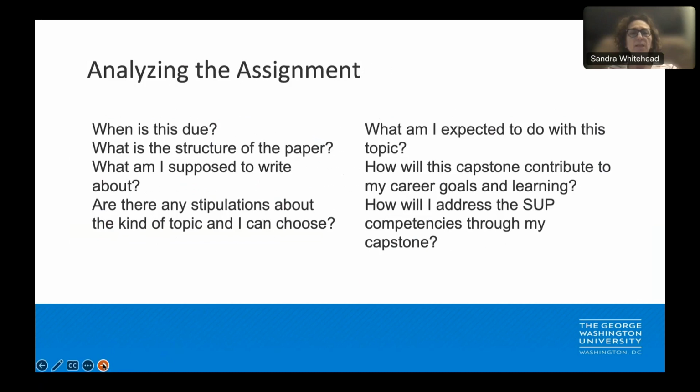The first thing to do is to analyze the assignment. Think about, when are you going to write your capstone? When is that due? If this is the semester you're writing your capstone, think about the structure of the paper. Think about what has to get done and work backwards from your deadlines. How are you going to deal with your topic? How will this capstone project contribute to your professional development goals and to your learning goals? And how will the competencies be addressed in the capstone?